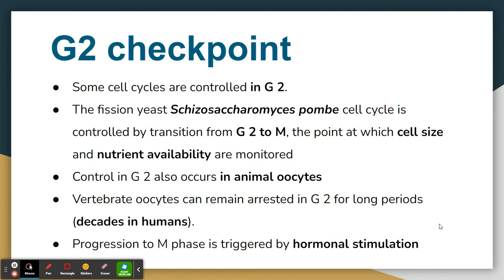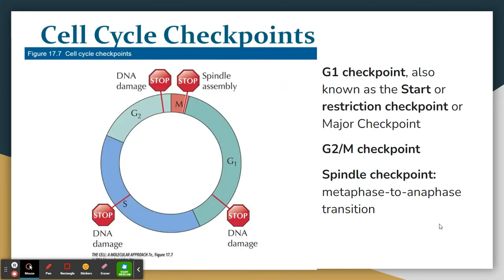In some other cells, there are G2 checkpoints. In fission yeast, Schizosaccharomyces pombe, the cell cycle is controlled by the transition from G2 to M, the point at which cell size and nutrient availability are monitored. The control in G2 also occurs in animal oocytes. Vertebrate oocytes can remain arrested in G2 for long periods; in humans, they remain in G2 for decades. Progression to M phase is triggered by hormonal stimulation.